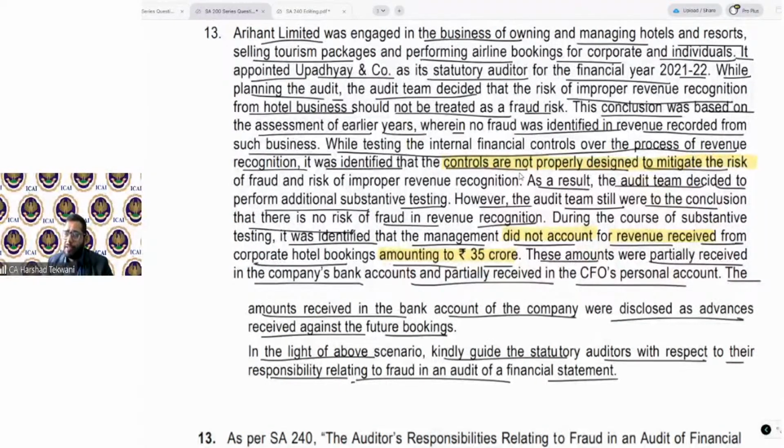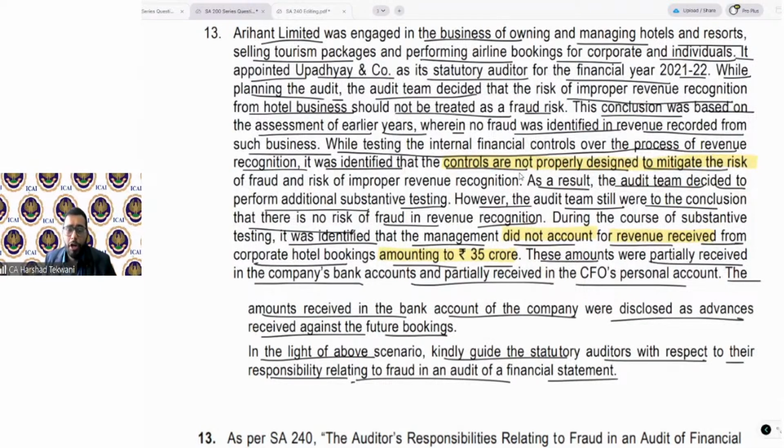Come on, guys, I'm waiting for the answers. How will you guide the auditor? Okay, good, Janvi.